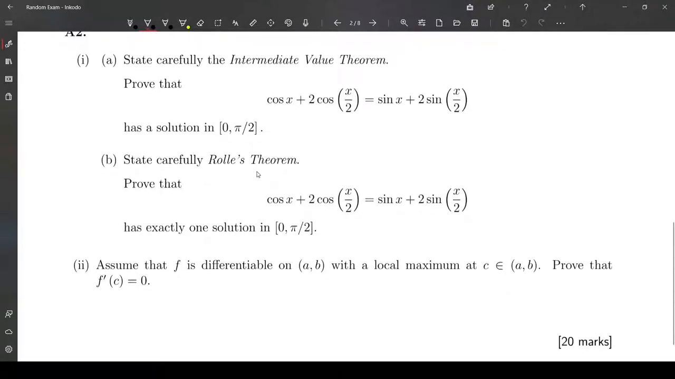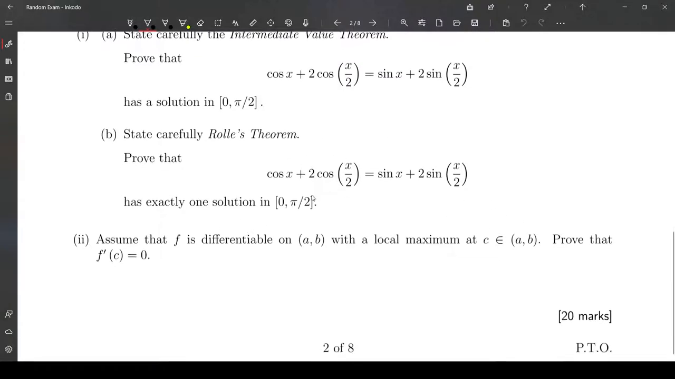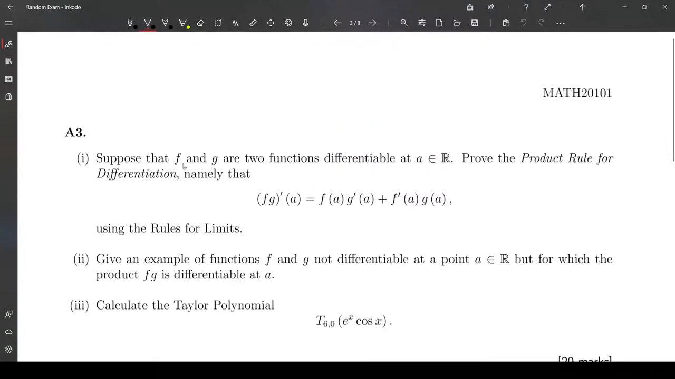And then state carefully Rolle's theorem, so that's like the intermediate value theorem, but, or it's not the intermediate value theorem, it's for the mean value theorem, except that the derivative would be zero. So I can kind of see that because if you take the derivative of the right-hand side, you don't exactly get the left-hand side, but I'm assuming that you would use Rolle's theorem to do that. Assume f is differentiable with a local maximum. Prove that f prime of c is zero. Okay, so it looks like A2 is something I'd be comfortable with.